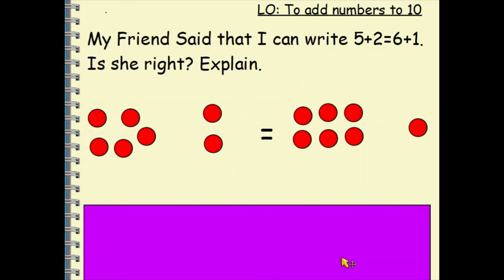I've set up the 2 number sentences here. 5 and 2, and then 6 and 1. If I have 5 counters add 2 counters, I make 7. If I have 6 counters and 1 counter, I make 7. So there are 7 counters on both sides of the number sentence, which means they are equal.